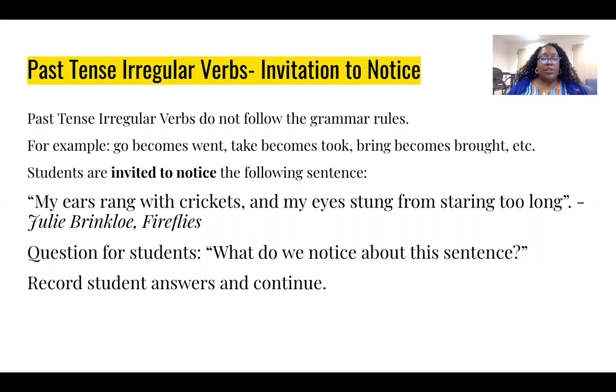Students are invited to notice the following mentor sentence. My ears rang with crickets and my eyes stung from staring too long. Ask students, what do we notice about this sentence? Record their answers and continue.